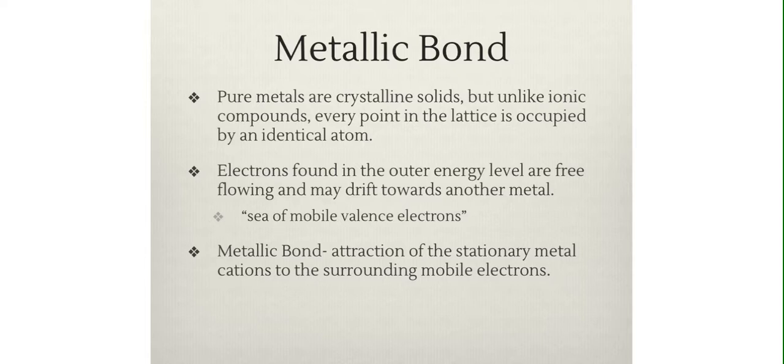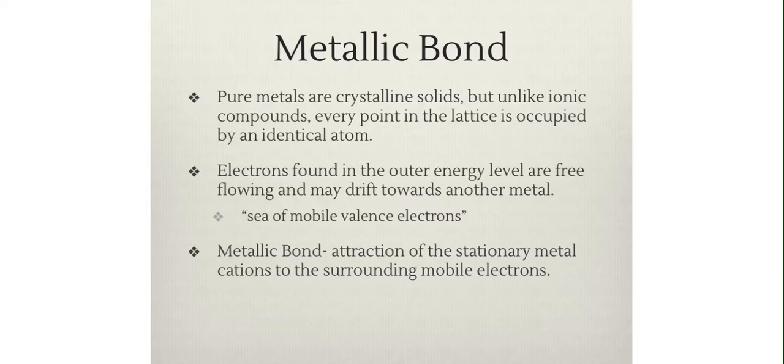And so how do we have these types of characteristics when we have the same charges interacting? So first of all, we need to know about metals, and metals are found in crystalline solid forms. But unlike ionic compounds, every point in the lattice, or in the structure of that metal bond, is occupied by an identical atom, like charges.